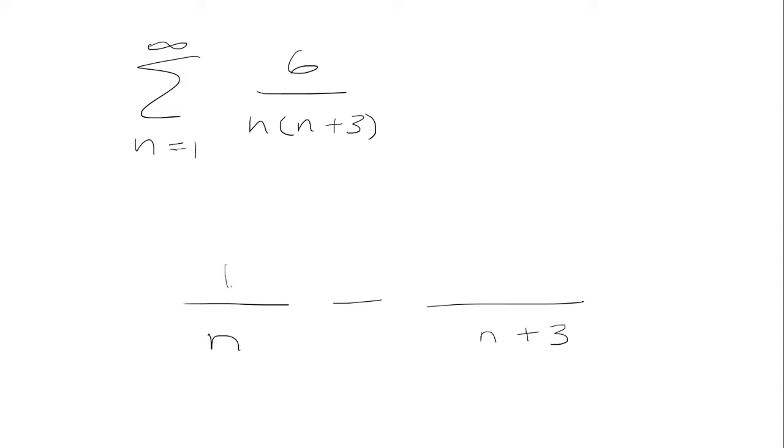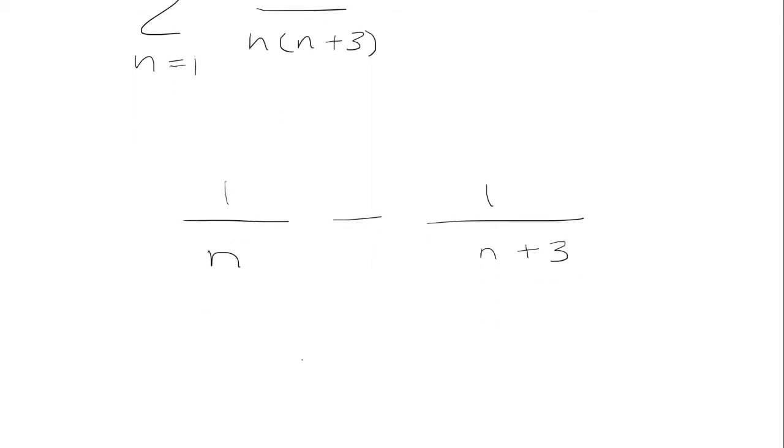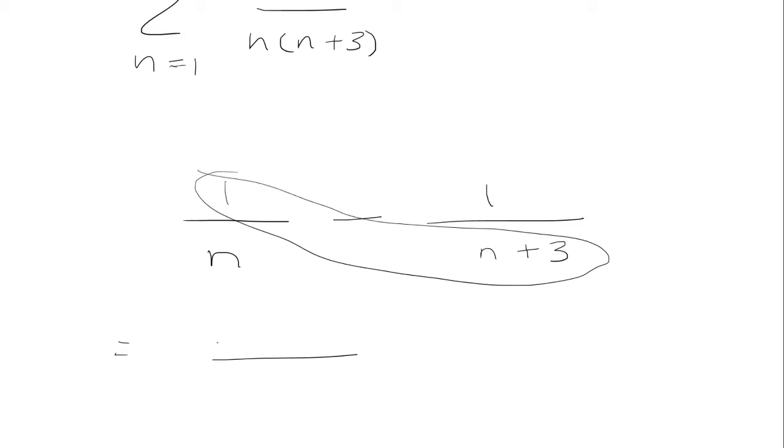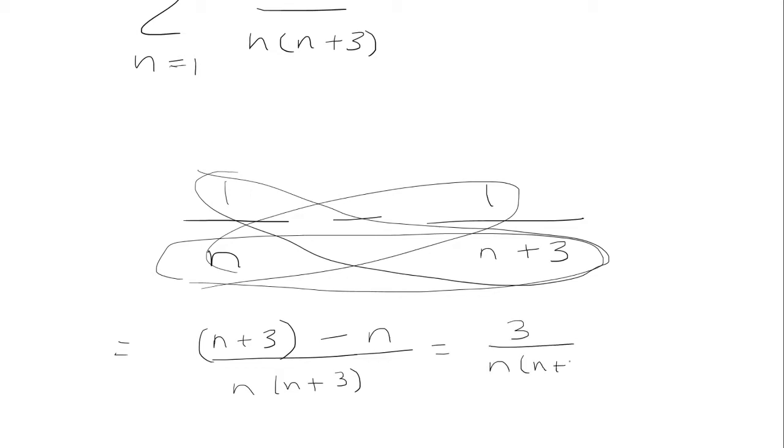So let's just say it's 1. Sometimes it does happen where it's 1. What if it's just 1? Well, the way I want to subtract this is to use a little shortcut. So you're going to multiply the diagonal, 1 times n plus 3, then minus, multiply the other diagonal, n times 1, then divide that by the new denominator, n times n plus 3. When I simplify this, I end up with 3 over n times n plus 3.